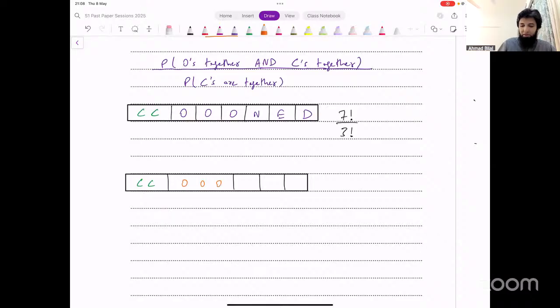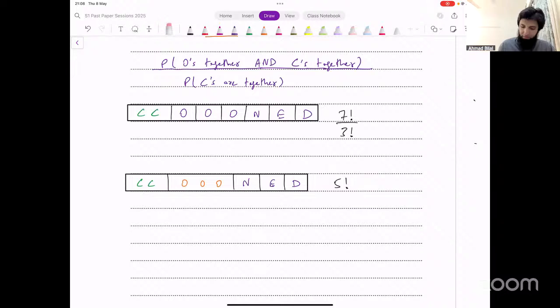And now in the remaining boxes, we've got NED. How many boxes do we have now? 5 boxes. All of them are different. 5 factorial for that. But then arrangement of C's, arrangement of O's, that does not matter. That does not matter. Right? So that's just 5 factorial.